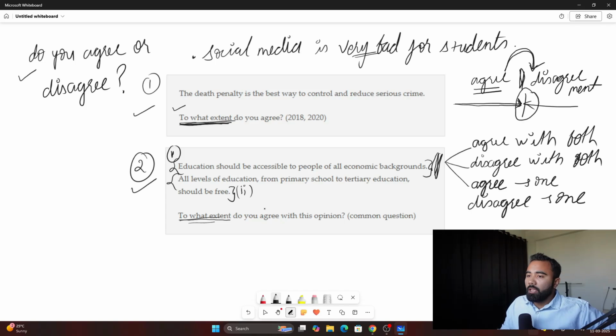All right, now let's come to the first essay. The first essay was: the death penalty is the best way to control and reduce serious crime. Now, there is only one point of view given over here, but the question still remains the same: to what extent do you agree?